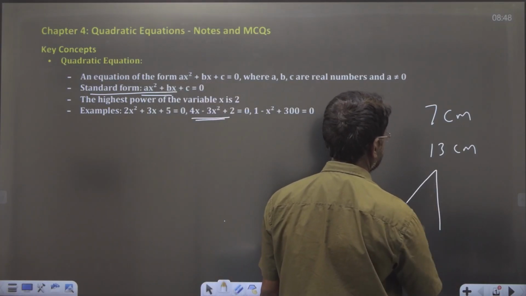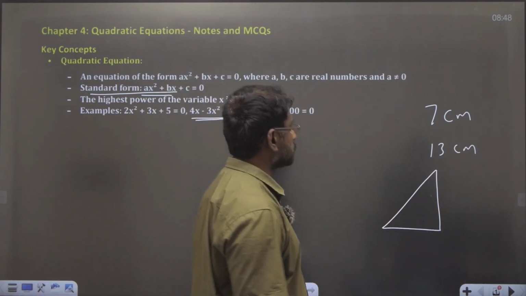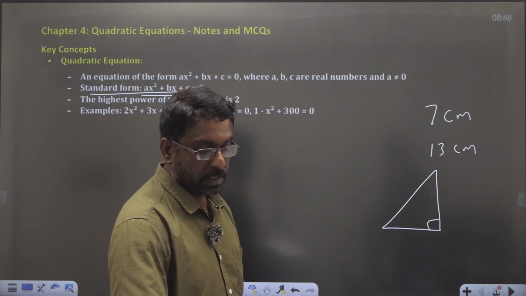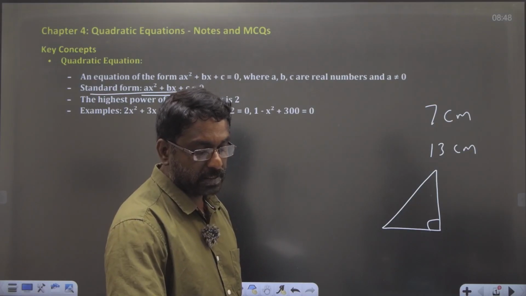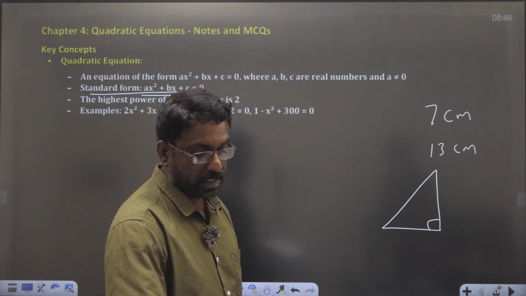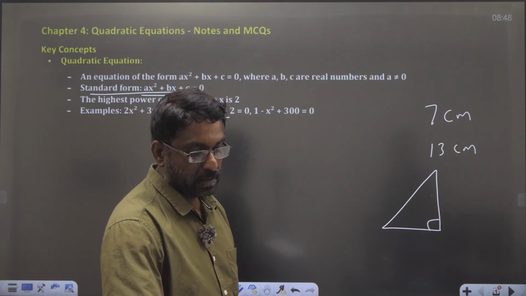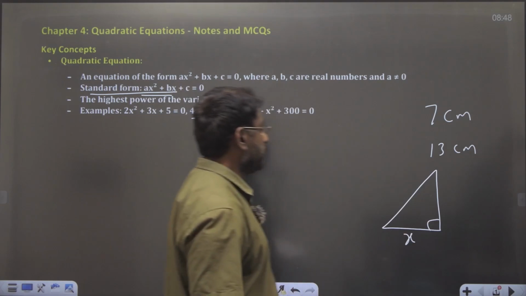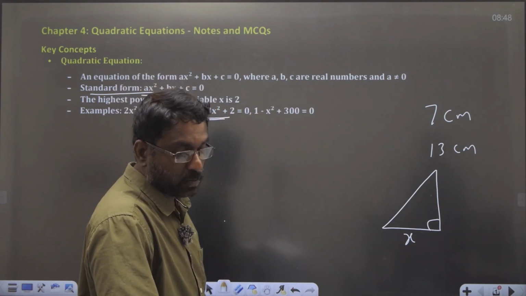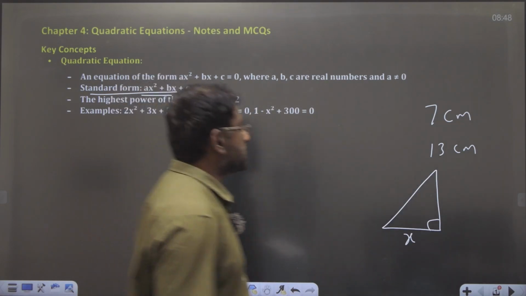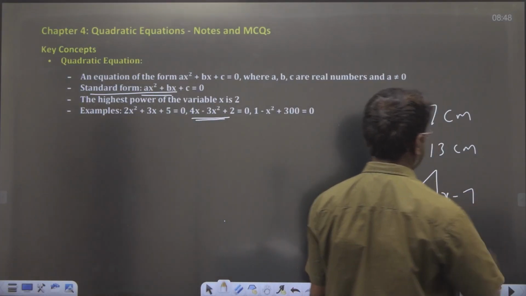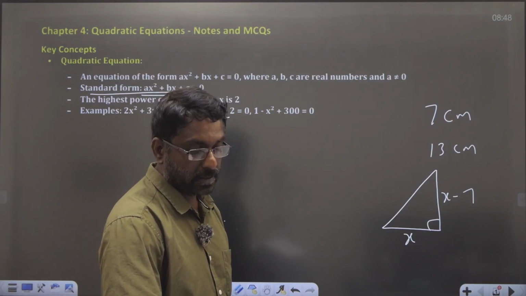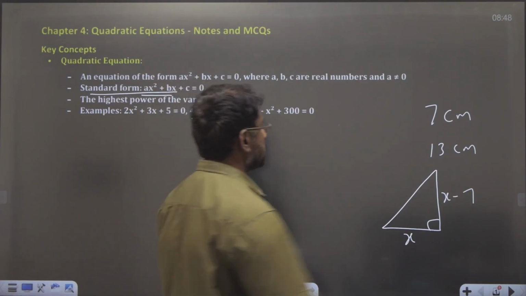Suppose this is the right triangle. The altitude of the right triangle is 7 centimeter less than its base. So first we can take the base as x. Then as per the question, the altitude is x minus 7. Also given that the hypotenuse is 13 centimeter.